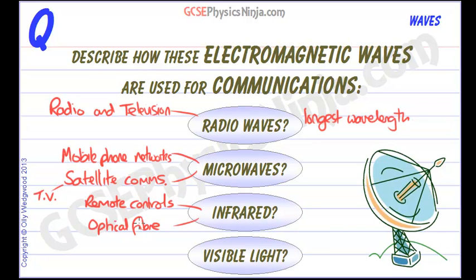To transmit information in the form of pulses of light, of infrared light or even visible light. Both are used in optical fibers. Visible light is used in photography for communication purposes. Great, so there are some uses for these electromagnetic waves, and just a couple of notes.